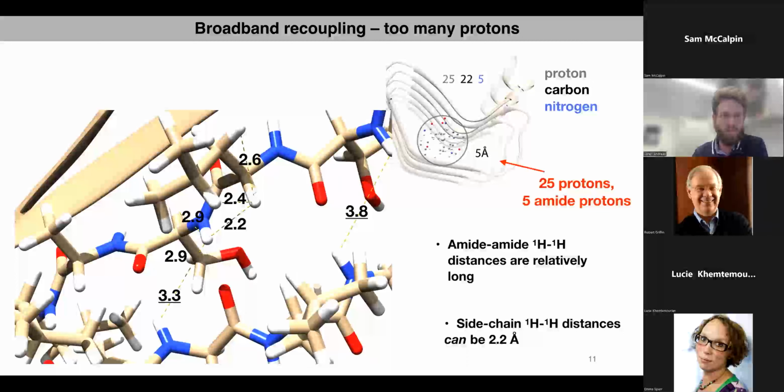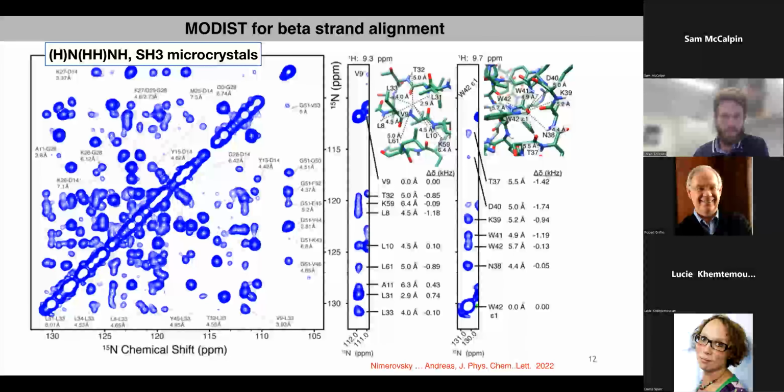So what we need is a selective recoupling sequence, so we can only excite correlations between, for example, these amide groups. And this is what we did with a pulse sequence, which we call MODIST. And I won't go into the detail, but just show you how this looks for a very ideal system, microcrystals of SH3, and now showing the nitrogen-nitrogen dimensions that we can frequency encode indirectly. But this is proton-proton mixing. You see many, many correlations, almost as many as can be done with a deuterated system.